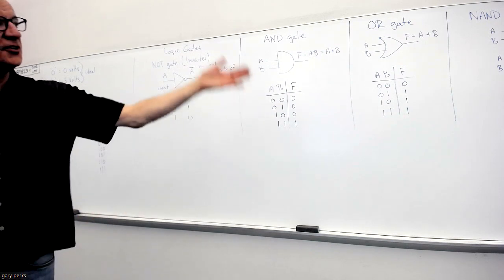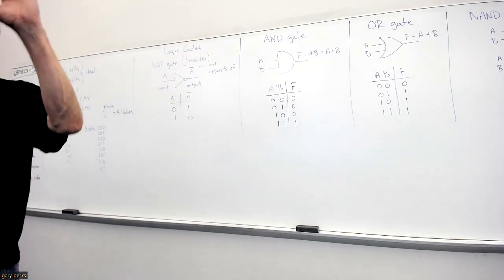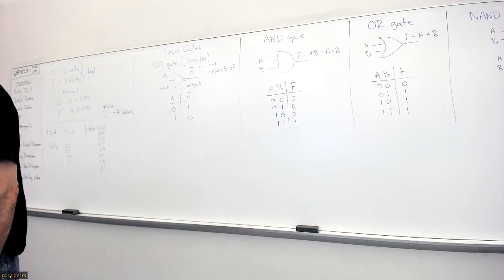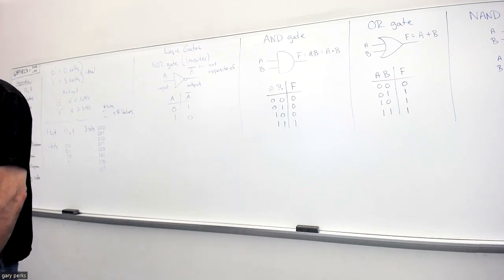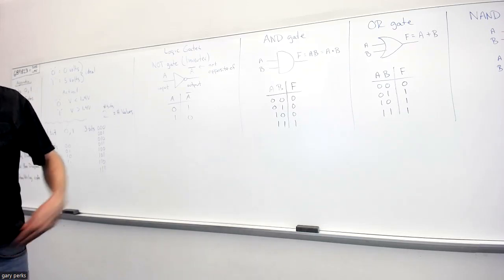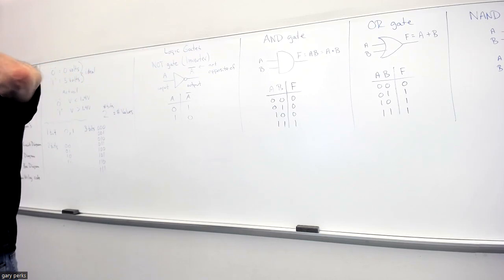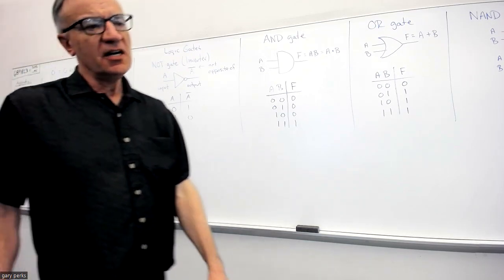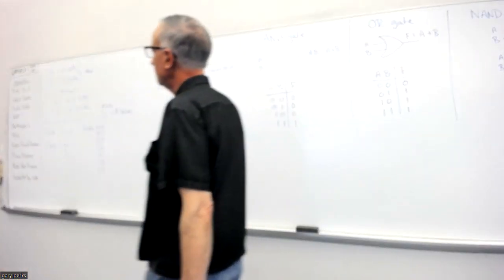And also, all digital devices, whatever they are, we're going to talk about at least half a dozen different digital devices, things like counters and comparators, adders. And they all come back to this. They all come back to these logic functions, logic gates. Okay, so we're done with gates.